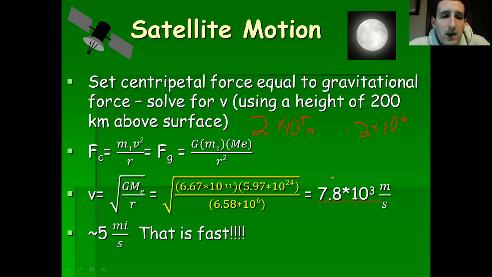My in-laws live in Ohio, 500 miles away. I could get to their house, which normally by car takes me 8 hours, in 100 seconds if I could travel at this speed. 100 seconds is less than 2 minutes. I mean, this is crazy, crazy fast.